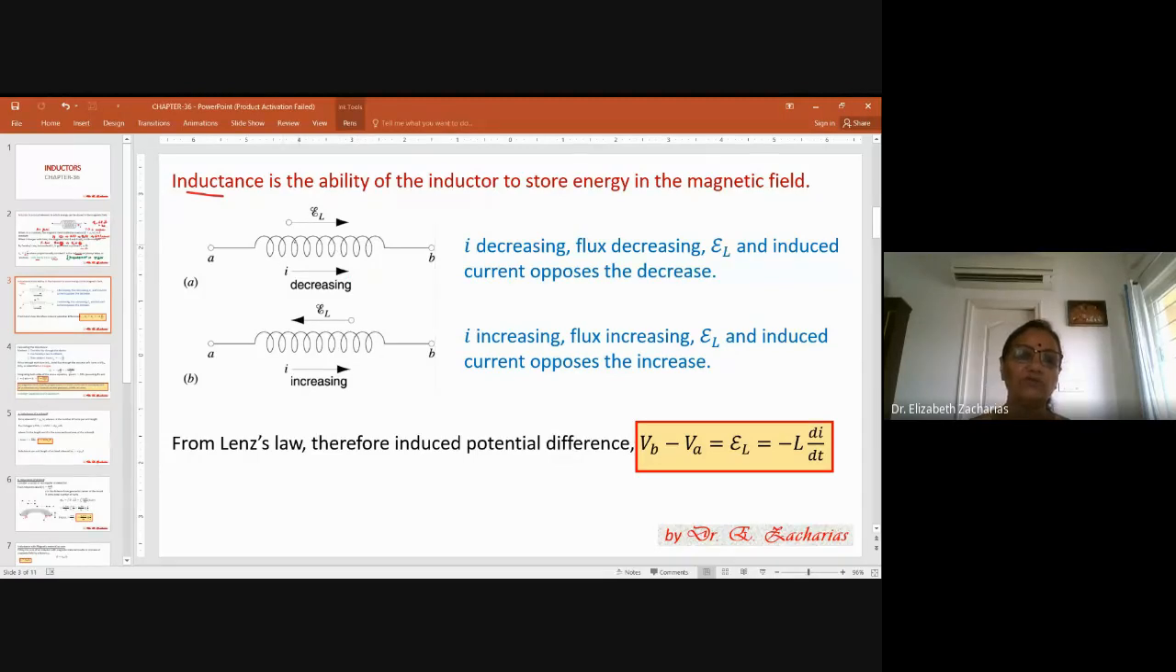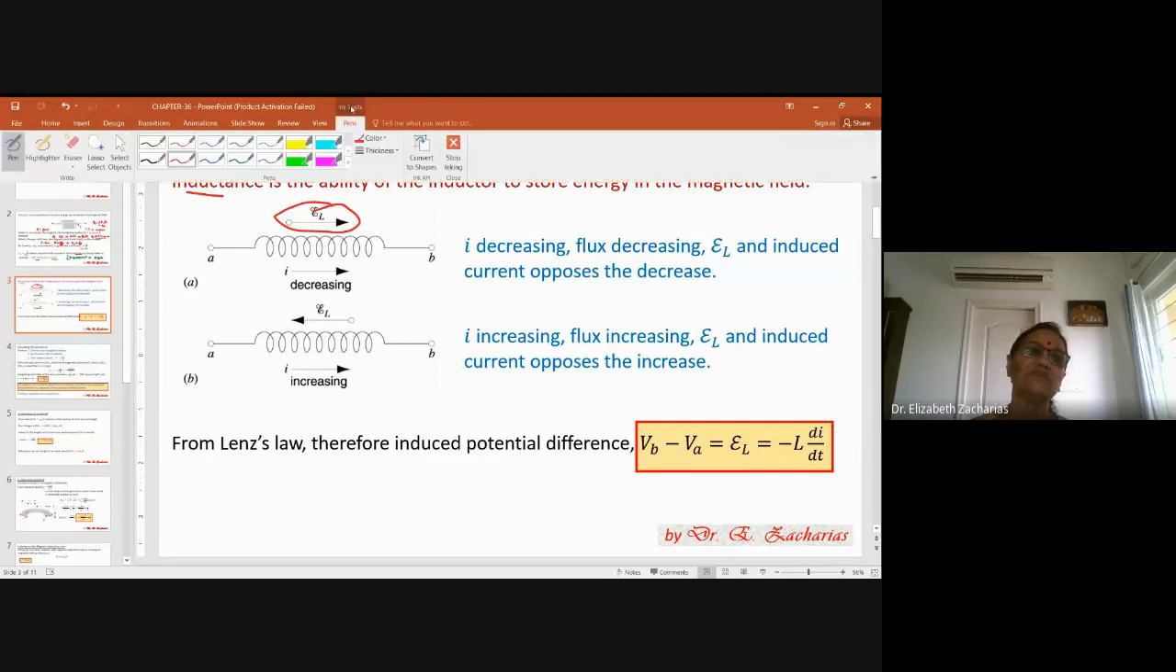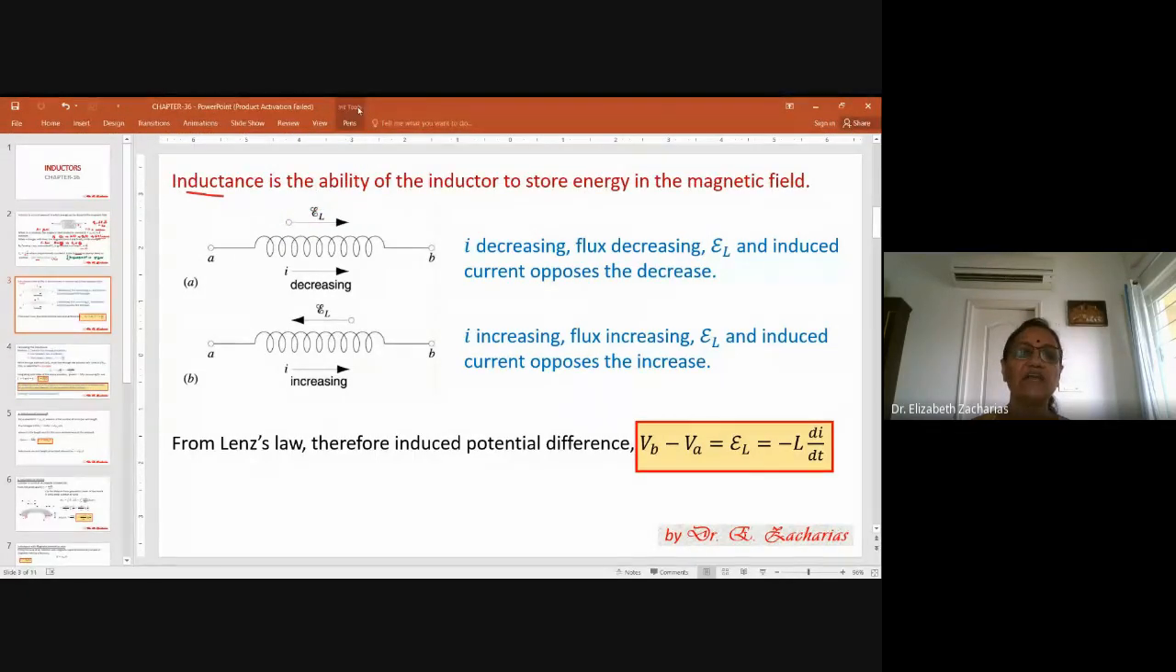So now let us come to Lenz's law applied to the situation. First you forget this. EMF is initially not there. There is a current I passing through the inductor, and now let us decrease this current. If this current is going to decrease, that means the flux is also decreasing. If the flux is decreasing, that means d phi by dt is negative.